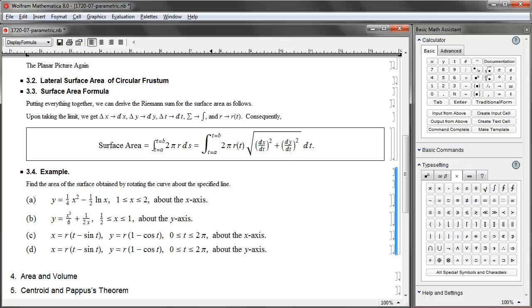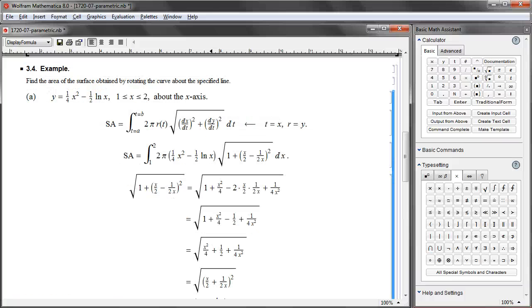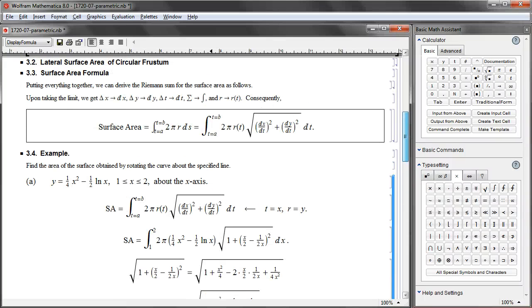Okay, let's move on to an example. Let's move on to the simplest example, example A. y equals 1/4 x squared minus 1/2 log of x. Now this is a graph of a function, isn't it? In that case, the typical technique is to take x equal to t. Consequently, the dx dt part is just 1. x and t are the same, so dx/dt is just 1. So we have just 1 squared. And how about this dy dt part? That's the same as dy dx, so that's going to be just a derivative. Kind of like this over here.